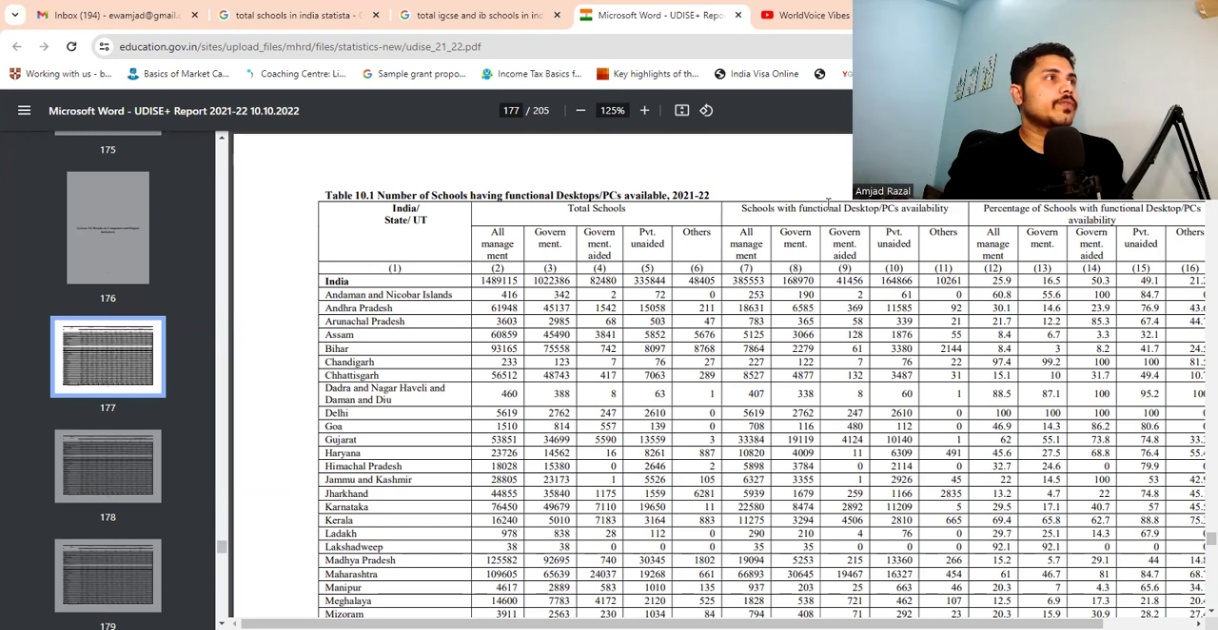Total schools with functional computer lab, functional desktop and PC available. So Delhi government 5,619, this much government aided, and these many private schools have this facility. Schools with functional computers, so as you saw on top, all these schools have computers and all the computers are in functional mode.